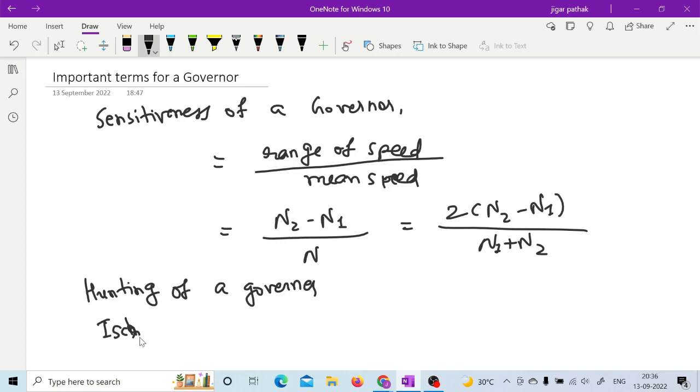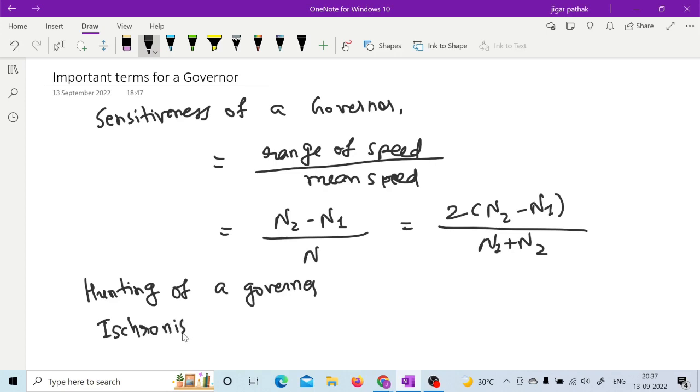Isochronism is one more. Sir, can hunting be quantified? Hunting, I guess you can quantify it for some of the governors, but you need to have certain conditions. If you have those conditions in your governor, then you can say your governor will have hunting. Yes, so it can be done, right? But we are not going into that detail for now. You can check it, as we have seen those relations in different governors. You can also come up with conditions at which hunting will take place, right?